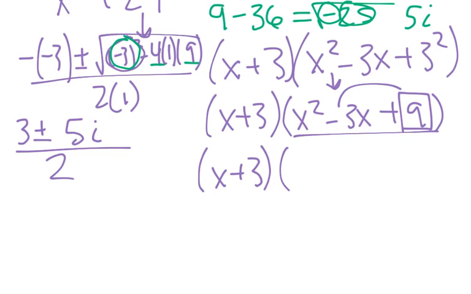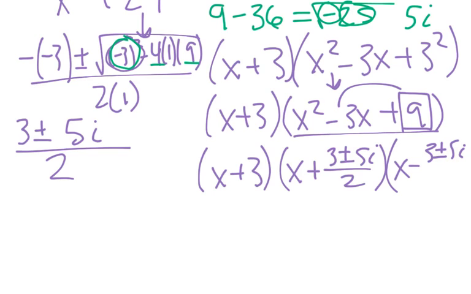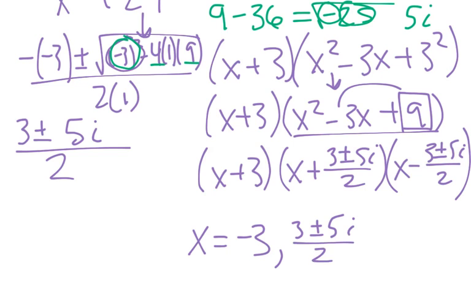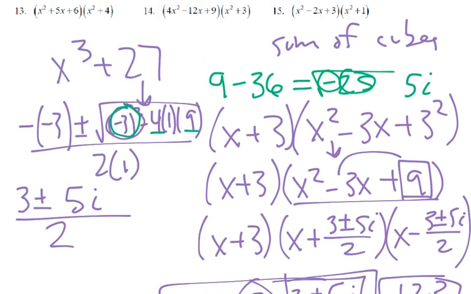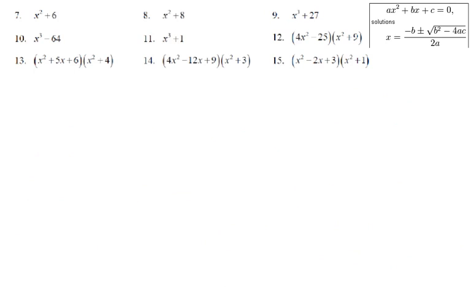So what would happen here is, to write it out in factored form, I'd go x plus 3 plus or minus 5i over 2 times x minus 3 plus or minus 5i over 2. So our roots are negative 3 and then 3 plus or minus 5i over 2. So there's 1, 2, 3 roots. One real, two imaginary. Hideous-looking imaginary. Okay, that's number 9.